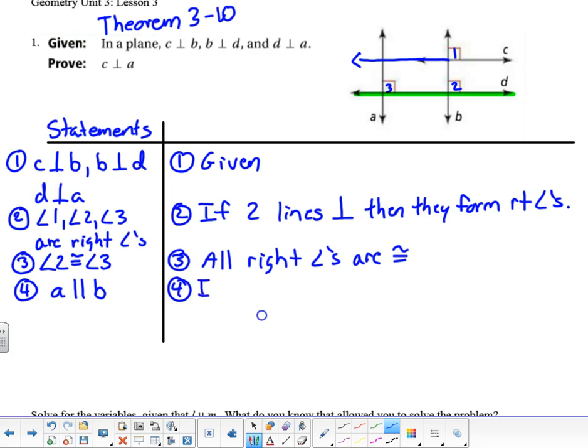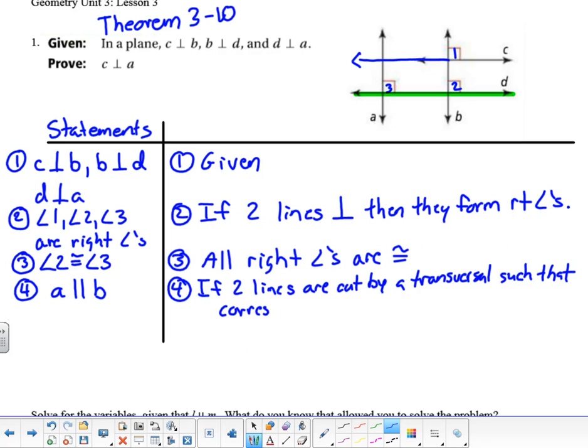The reason: if two lines are cut by a transversal such that corresponding angles are congruent, then they are parallel.